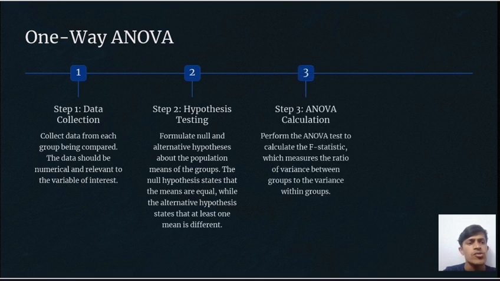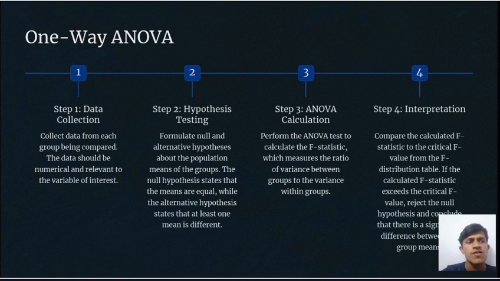Third, ANOVA calculation. Perform the ANOVA test to calculate the F statistic, which measures the ratio of variance between groups to the variance within groups. Fourth, interpretation. Compare the calculated F statistic to the critical F value from the F distribution table. If the calculated F statistic exceeds the critical F value, reject the null hypothesis and conclude that there is a significant difference between the group means.